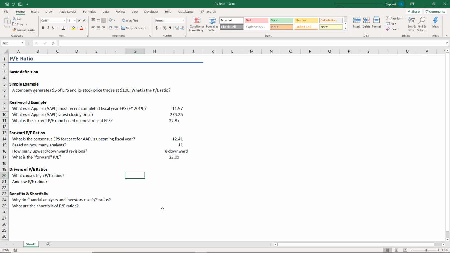Another reason they use it is it gives you a rough estimate of what you're paying or how expensive a company is pretty easily, and it does give you some sort of estimate. At the end of the day, earnings are extremely important, if not the most important thing that a company generates. So calculating the price to earnings ratio tells you how much you're paying for those earnings. However, there are many shortfalls.